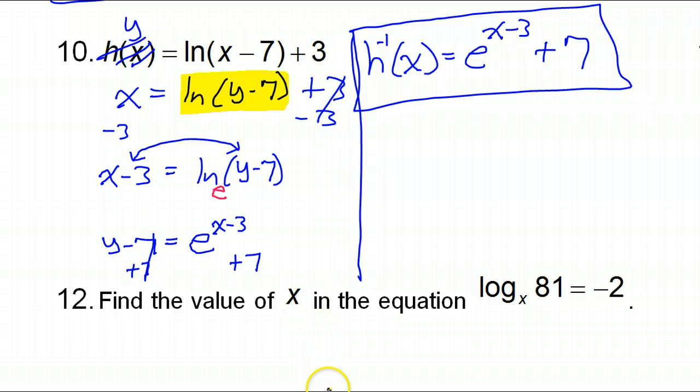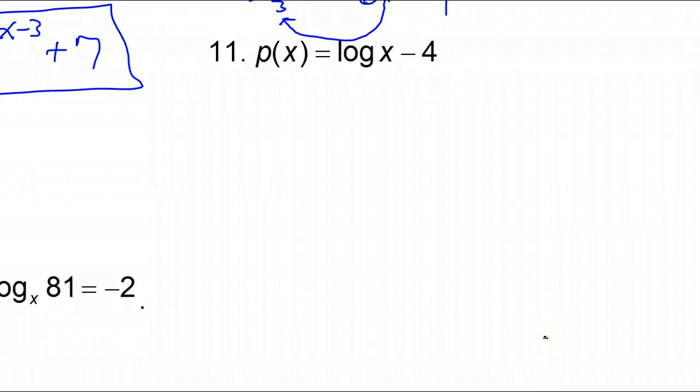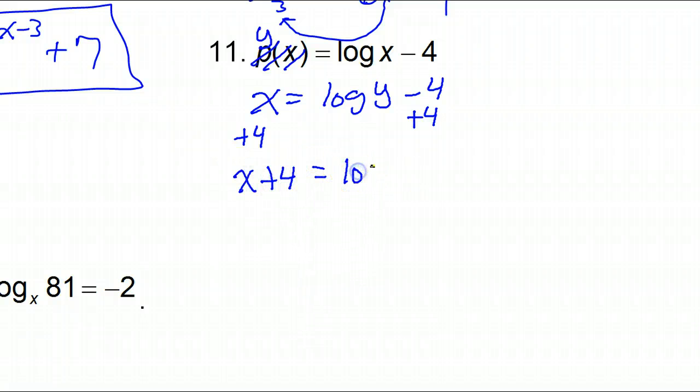Okay, number 11. Alright, almost the same thing. Okay, this is the same thing as y equals, so when I switch x and y, I will have x equals log of (y minus 4). Trying to get y by itself, the first thing you're going to do is add 4 to both sides. So then you have x plus 4 is equal to log y.